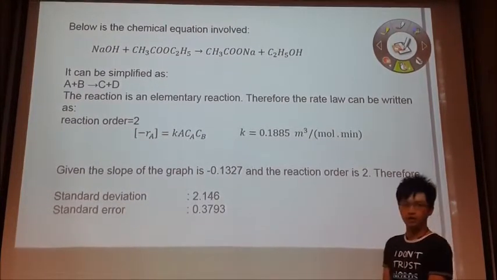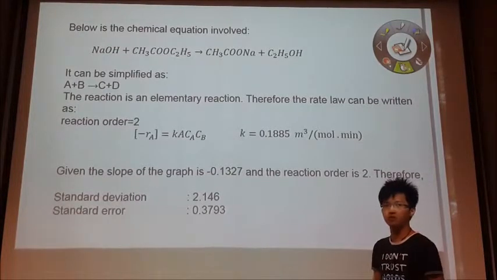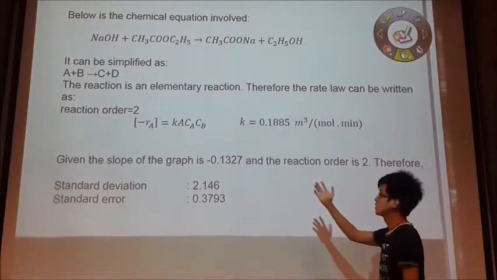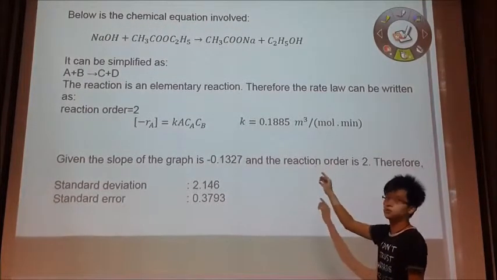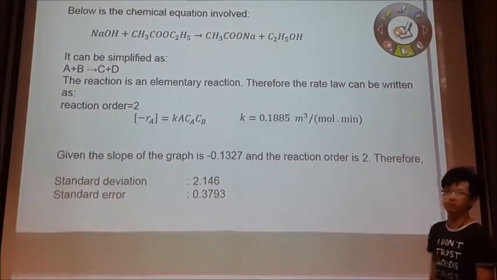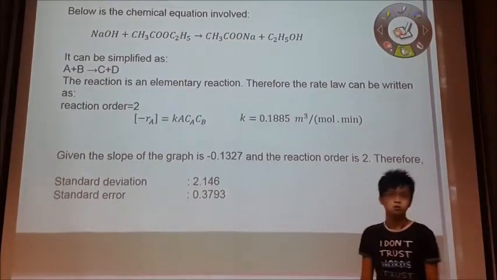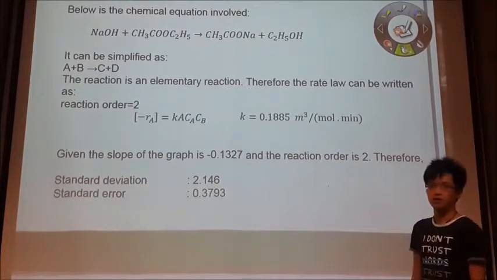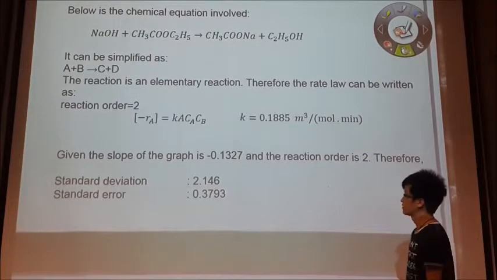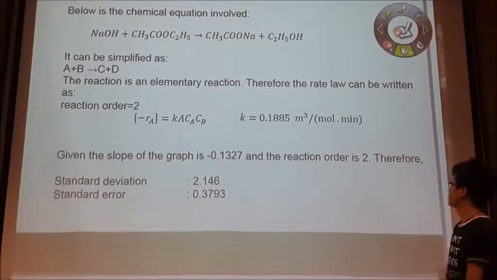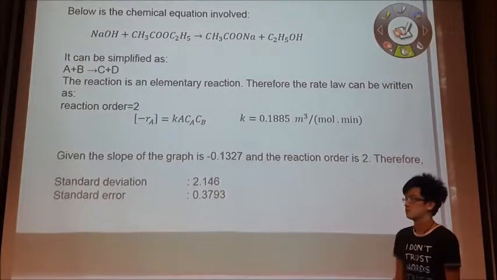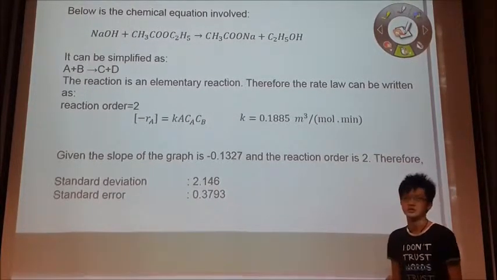From the experiment, we know the values of Ca and Cb, so from the equation we calculated the K value as 0.1885 meter cube per mole per minute. Given that the graph slope is negative 0.1327 and the reaction order is 2, the standard deviation is 2.146 and the standard error is 0.3793.